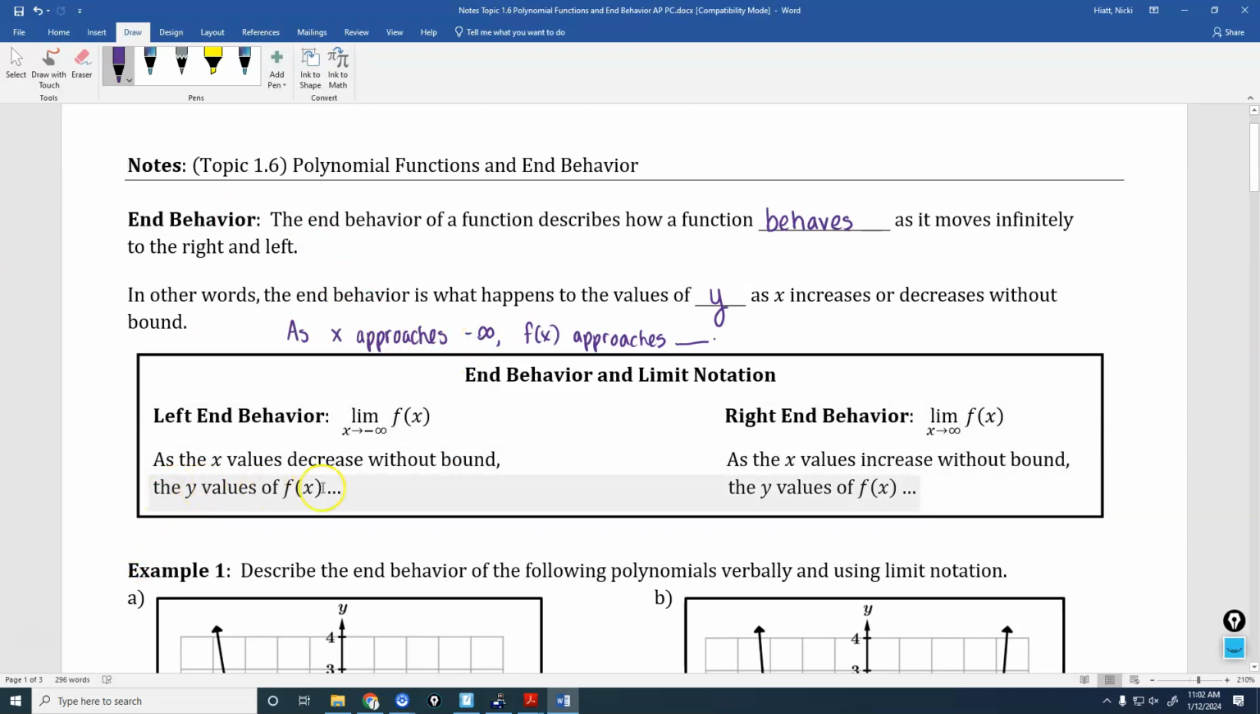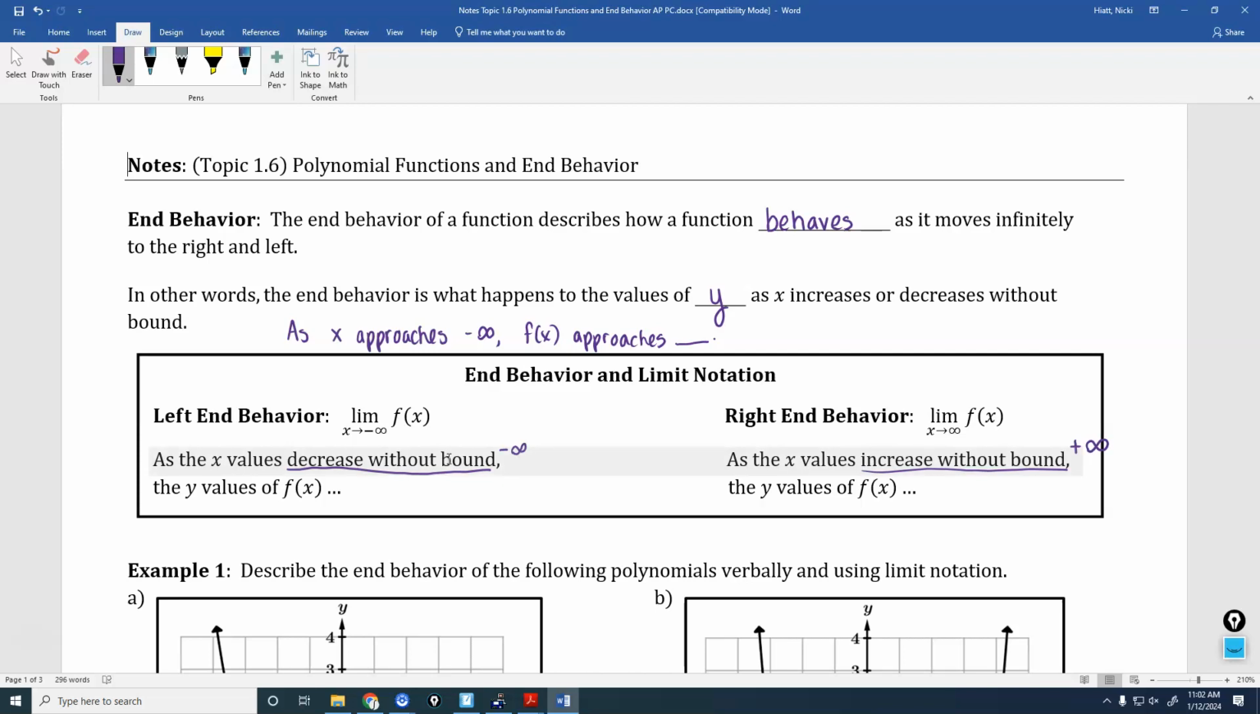And then it'll say the y values of f of x, or it might just say f of x. And then you're going to say that it increases, decreases, approaches a number, whatever happens there. So it's similar to this wording. So when you see decrease without bound, you should be thinking -infinity. When you see increase without bound, you should be thinking +infinity.